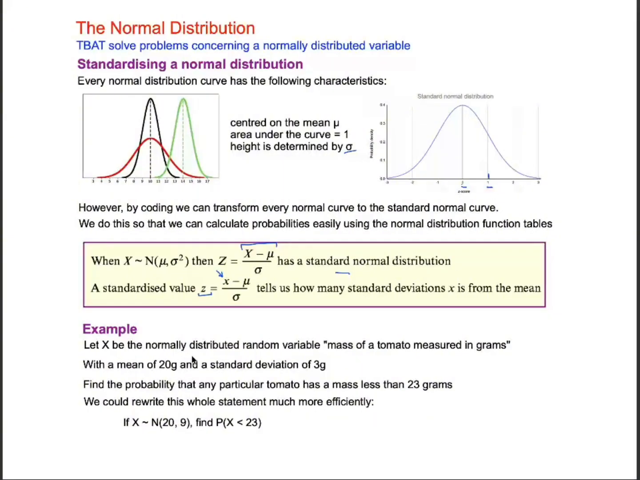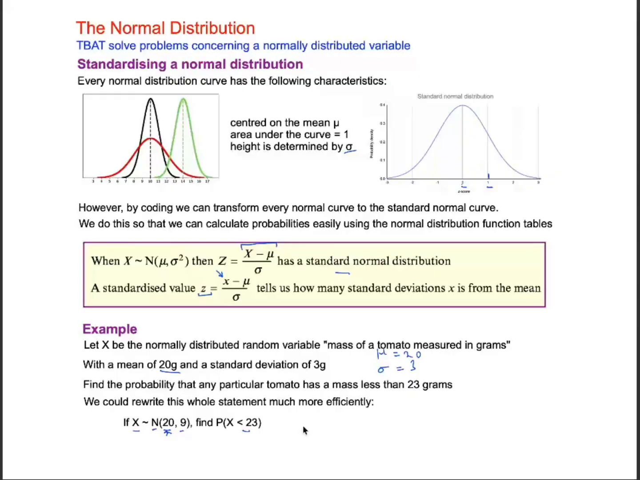Let x be the normally distributed variable, mass of a tomato measured in grams, with a mean of 20, so mu is equal to 20, and standard deviation is equal to 3. We have to find the probability that any particular tomato has mass less than 23 grams. This entire thing can be written like this: X is normally distributed with mean 20 and variance of 3 squared, which is 9. And we have to find the probability that a tomato has less than 23 grams.